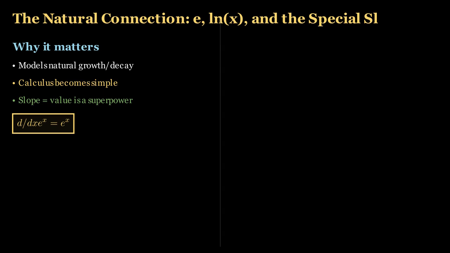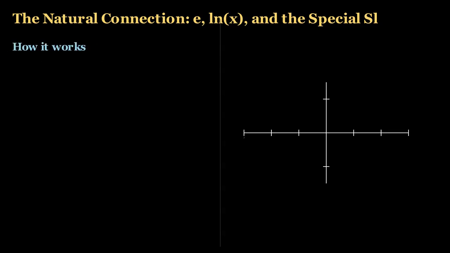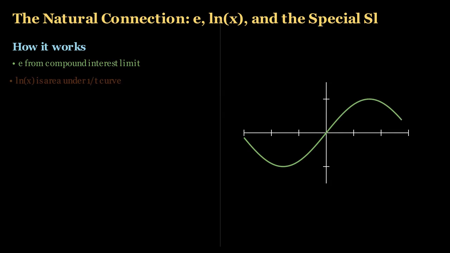Imagine you have 1 rupee in a bank that pays 100% interest per year. If it compounds once a year, you get 2 rupees. If it compounds twice a year, you get 1 plus 1/2 squared, which is 2.25. If it compounds monthly, you get about 2.61. As you compound more and more often, every second, every millisecond, the total doesn't explode to infinity, it creeps up to a limit of about 2.718.